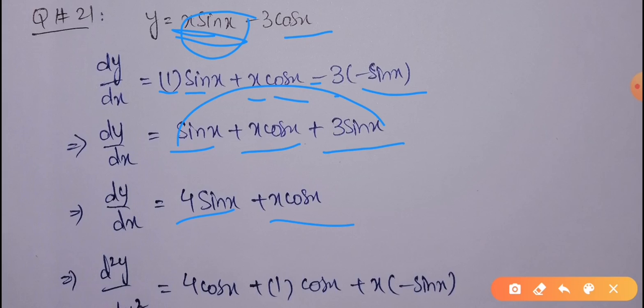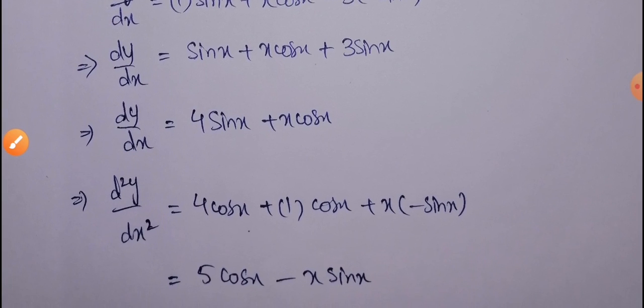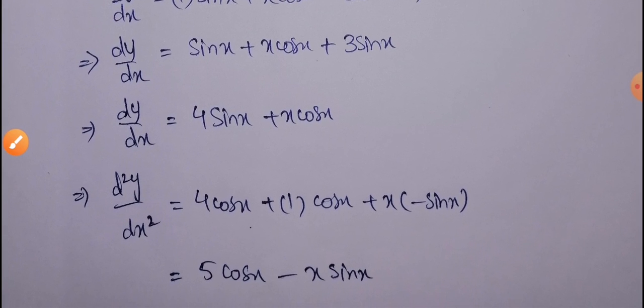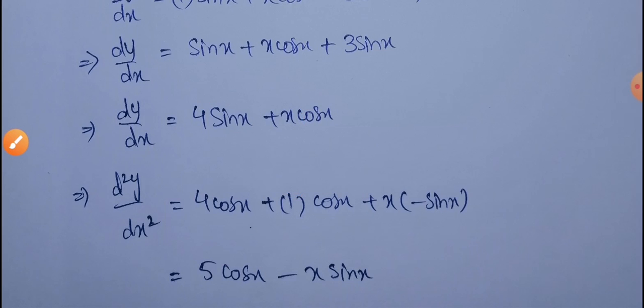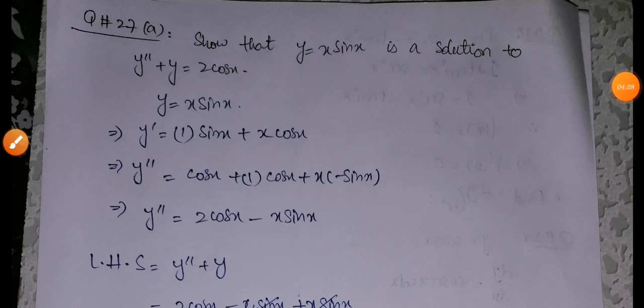Now we are going to have the second derivative, and for that we are going to take the derivative of the first derivative. So 4 as it is, being a constant multiple, and the derivative of sin x is cos x, plus again we are going to apply the product rule over here. The derivative of x is 1, cos x as it is, plus x as it is, derivative of cos x, which is minus sin x. So here is the final form for this function. Next we have question number 27.